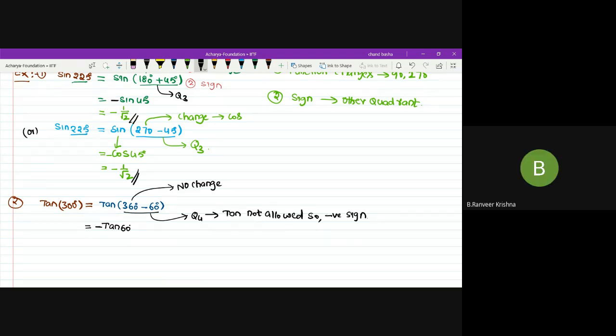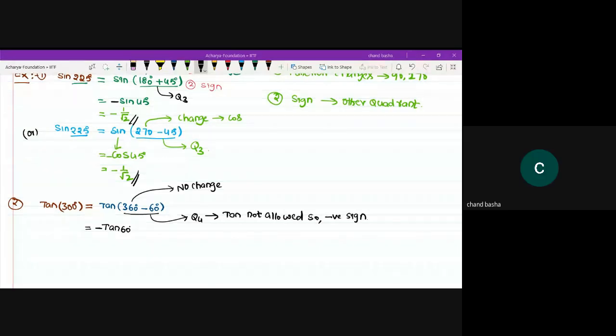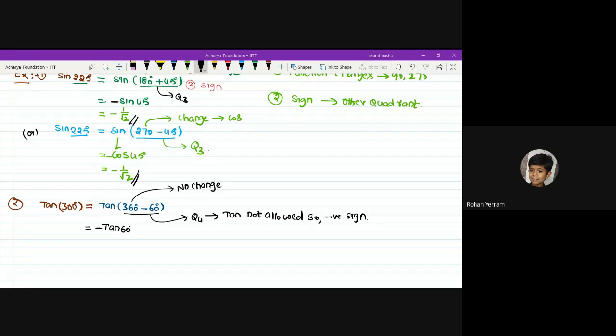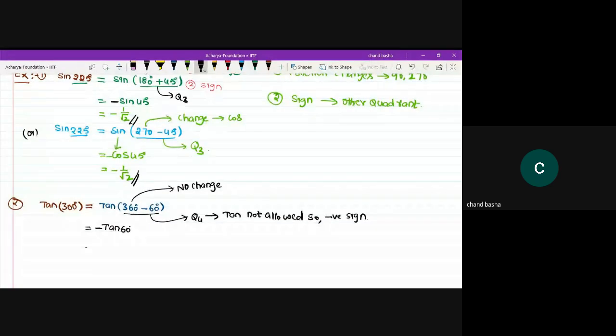Sir, can we do tan 60? For 60 also a tabular value exists, sir. Yes, so I can write that in the next step. I know the value of tan 60, which is root 3. You have to reduce the given problem to known values. This is the value from the table.